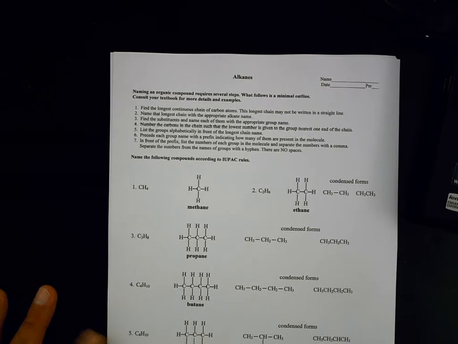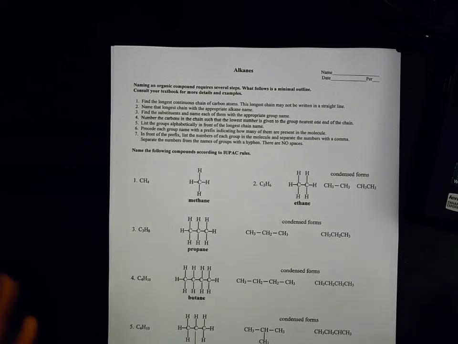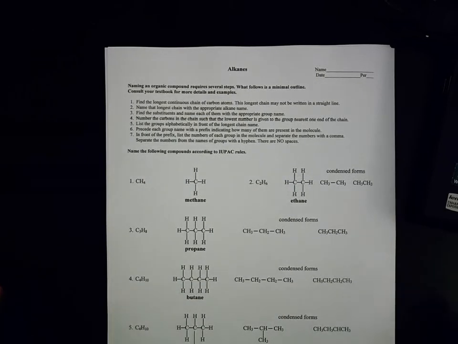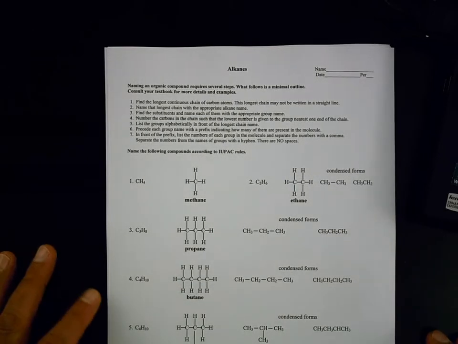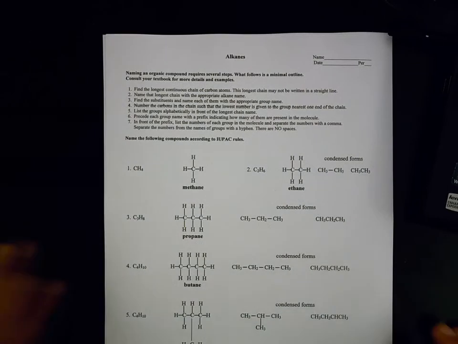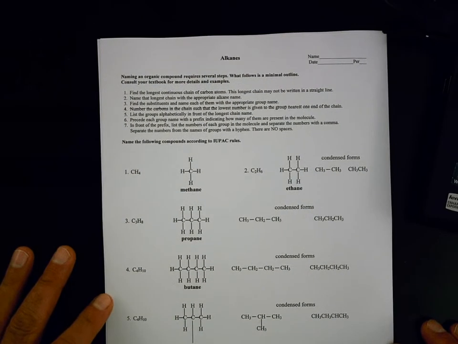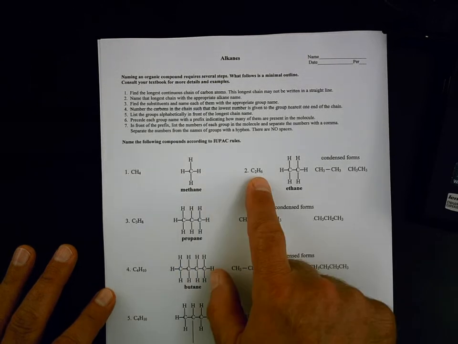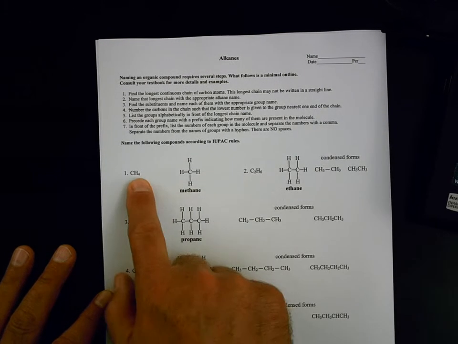Okay, let's look at this one first. There's nothing to do on this sheet. Okay, it's already given to you. There are examples here, starting with the most basic forms. So 1 carbon, methane. Okay, this is what it would look like in its structural form. This is what its molecular form would be.